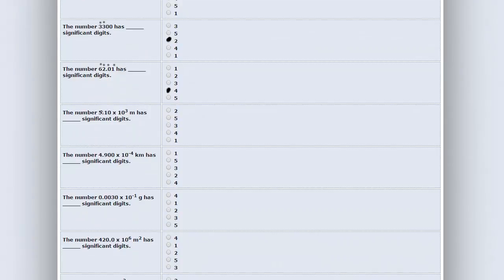All right, now let's look at some other ones here. So here's some scientific notation. 5.10 times 10 to the third. You know, this really doesn't matter, this times 10 to the third. We're only concerned with this number here. And we have 1, 2, and this 0 is at the end of the number and to the right of the decimal point, so that's 3 significant digits. This one, 1, 2, 3, 4. 4 significant digits right there. Zeros at the end of the number and to the right of the decimal point are significant.